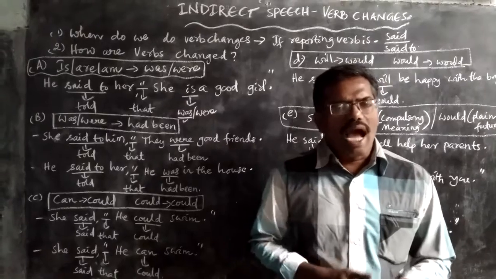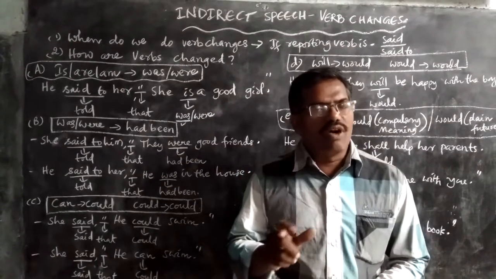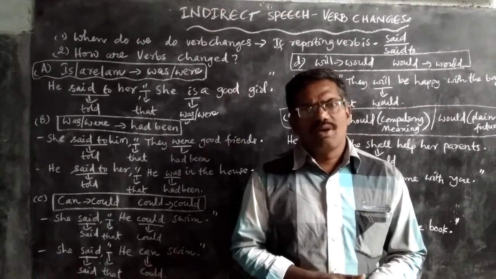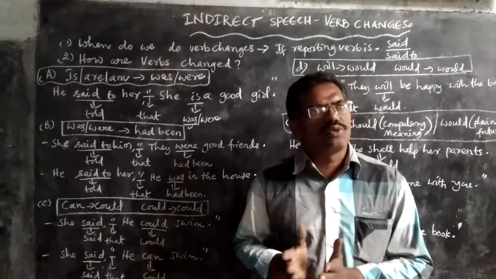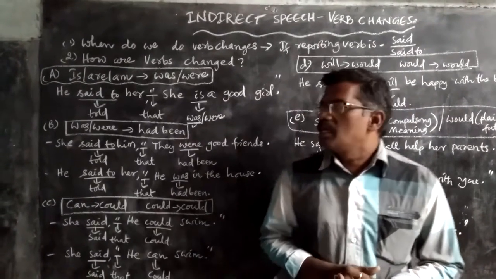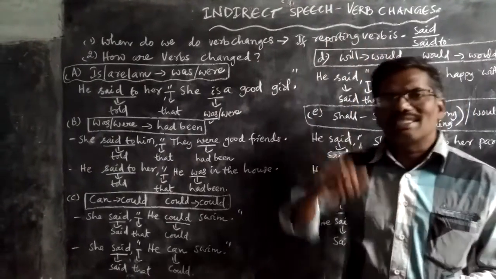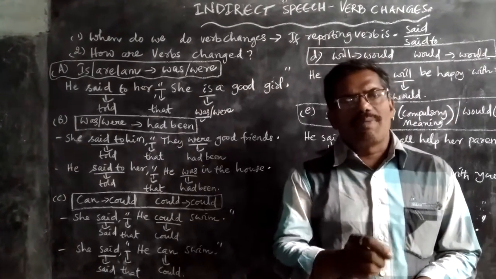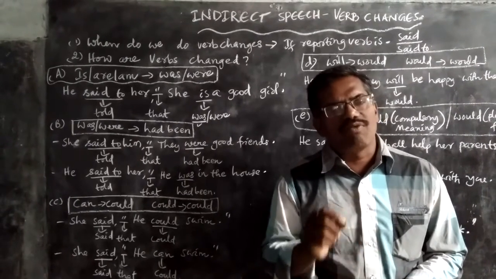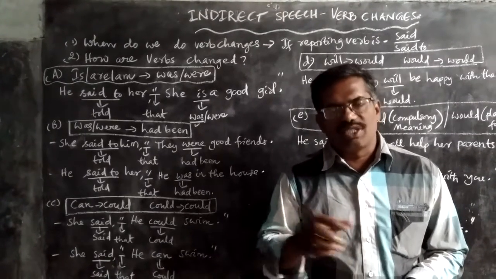In this video, I would like to share with you the topic indirect speech verb changes. When do we change verbs? When we change from direct speech to indirect speech? That is the first question that comes to your mind. Here is the answer. When we find said or said to in the reporting part, that means when the reporting verb is said or said to, we will make verb changes.